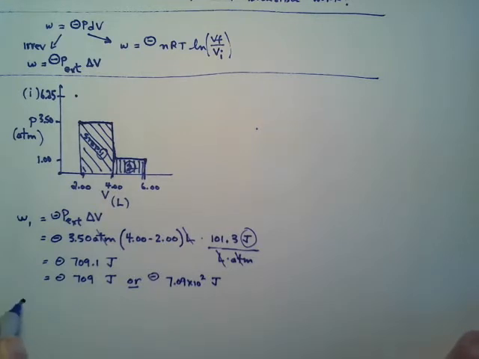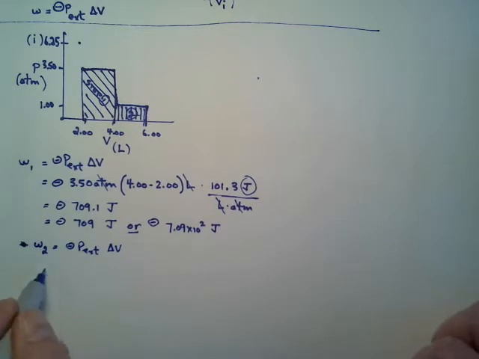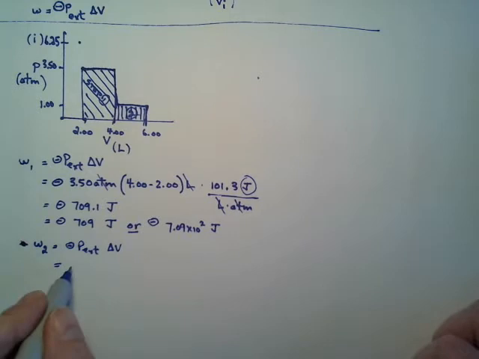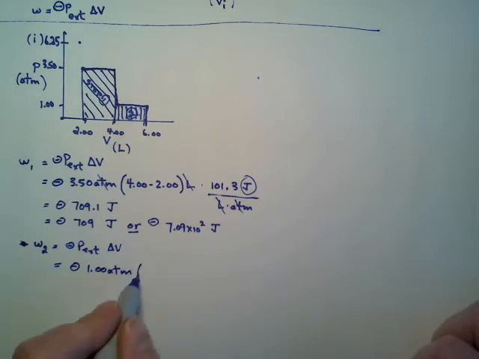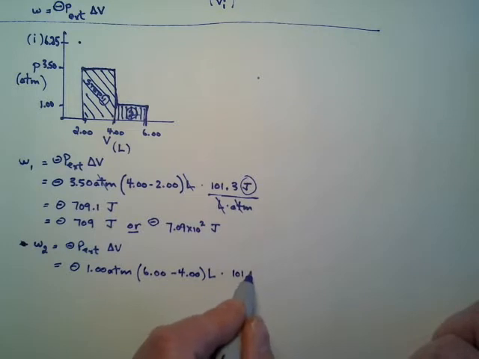And similarly, there's a dot on the page here, work of step 2 is minus P external delta V. Okay, go ahead and calculate that. I will, right here, we'll compare our answers. P external delta V just for the second step. Conversion factor.